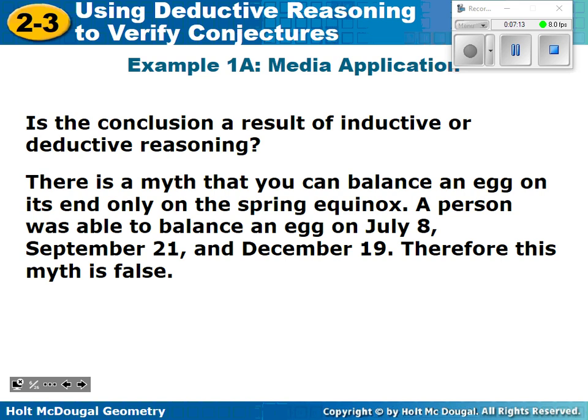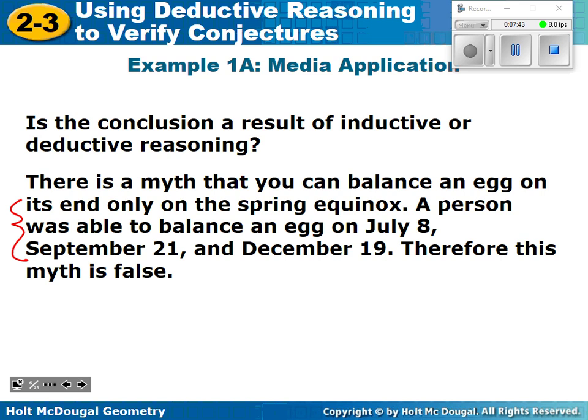Once you're done, flip it back to the front and we're going to check the first one together. Okay, so we're going to start here. There's a myth that you can balance an egg on its end only on the spring equinox. That's the myth. The person concludes the myth is false based on this information in the middle, that a person was able to balance the egg on July the 8th, September the 21st, and December 19th. Did they make their decision based on patterns or based on facts?